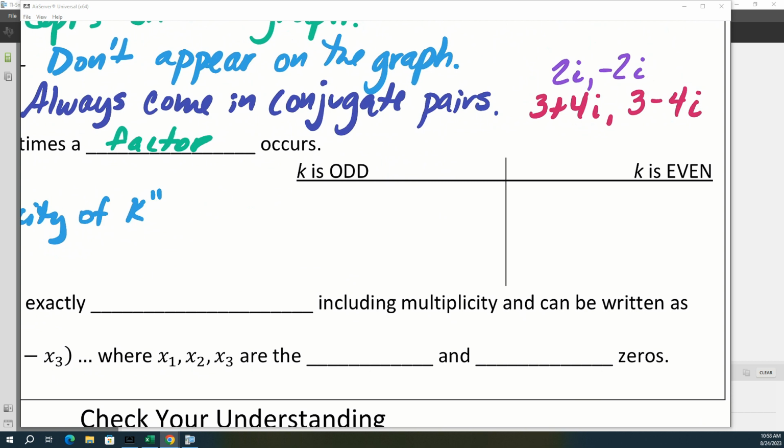All right, so if K is odd, it's definitely going to cross over the x-axis at that point, or at the 0, but it can do different things as it crosses. So I'm going to draw one. It's just going to go like that. So if it just passes straight through, then the multiplicity is 1. We're going to say K is 1. We're just going to say passes straight.